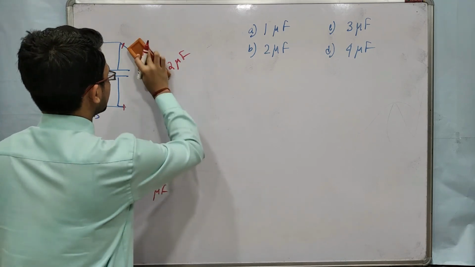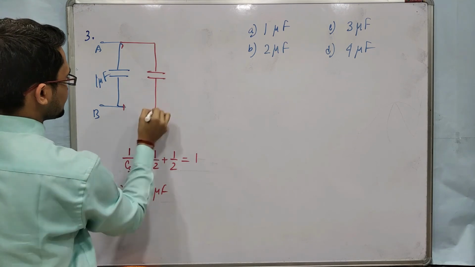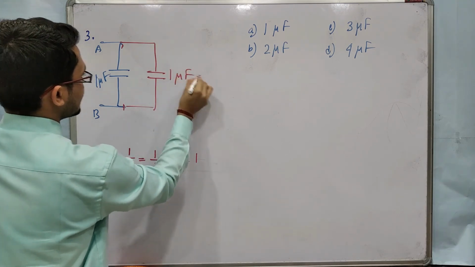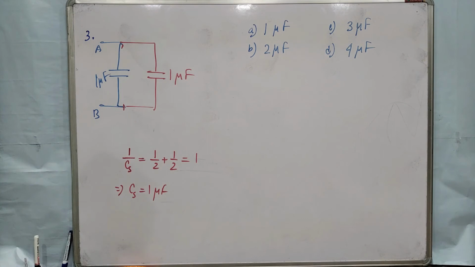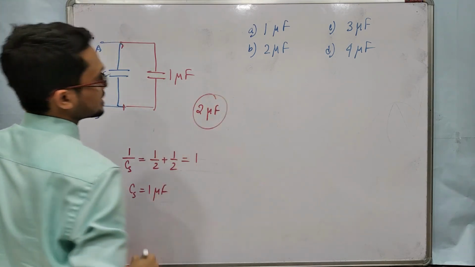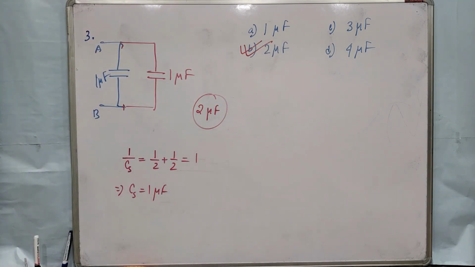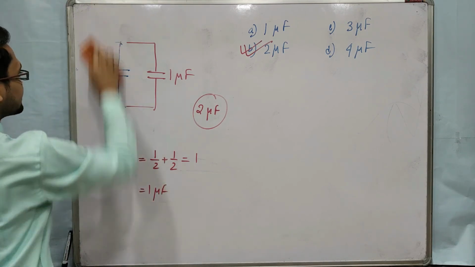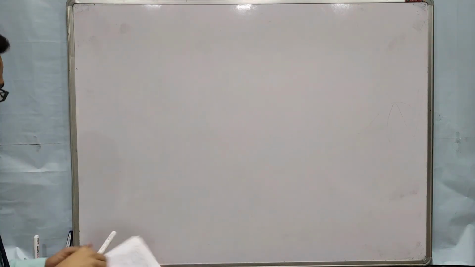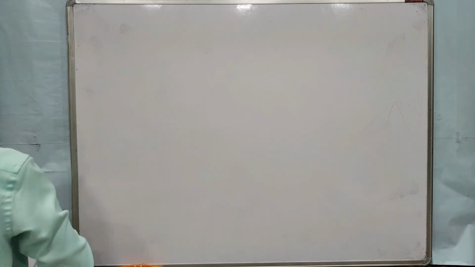So I am erasing this part. Again you will get 1 microfarad. Again they are in parallel, so 1 plus 1 will be 2 microfarad is the answer. So here the answer will be 2 microfarad. Clear? Okay, I am giving the last problem related to this kind, that is a mixed combination.